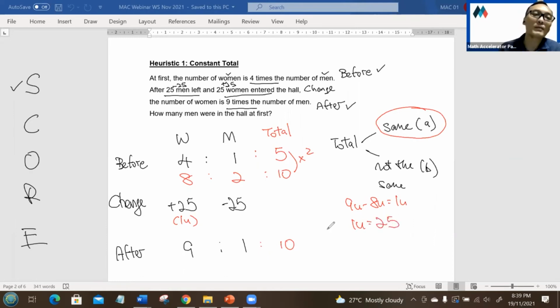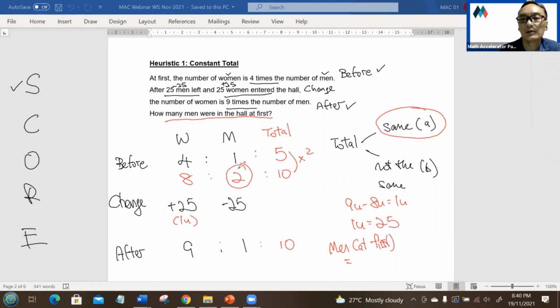So without me prompting further, can you let me know how many men were there in the hall at first? Can I give you 10 seconds to work out the answer and let me know? How many men at first? Thank you, Mei Yan. How about the rest of you? Now that we found that 1 unit is 25, how many men were there at first?